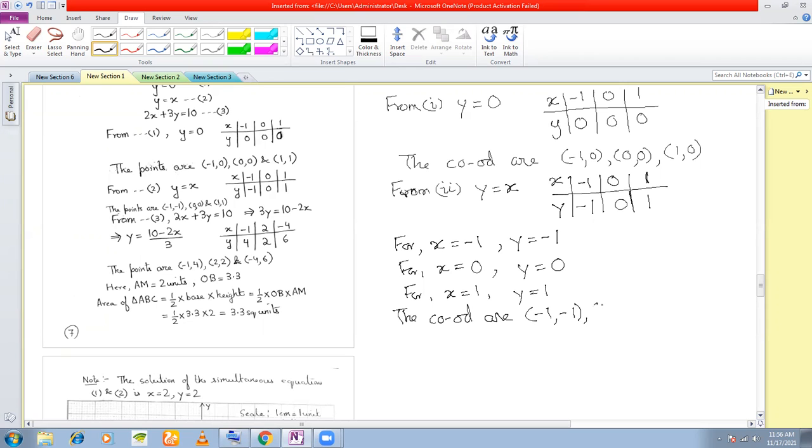1, 0, 0, 1, 1. Okay. These are the coordinates. Now let us consider the third equation.